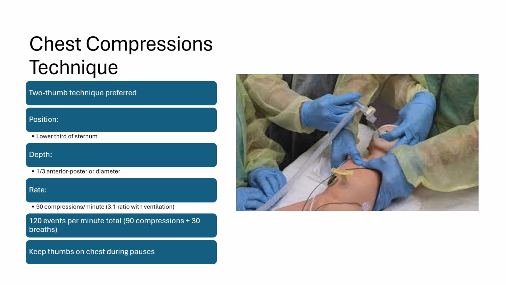Compress to a depth of 1/3 the anterior-posterior diameter of the chest. The rate should be 90 compressions per minute, using a 3:1 ratio with ventilation, resulting in 120 events per minute total, 90 compressions plus 30 breaths. Keep your thumbs on the chest during pauses to maintain proper position and avoid wasting time repositioning.